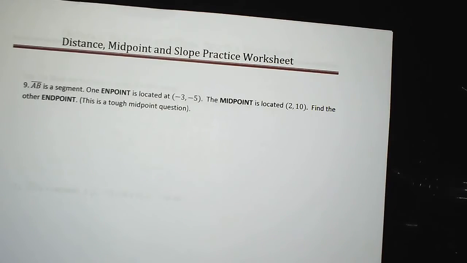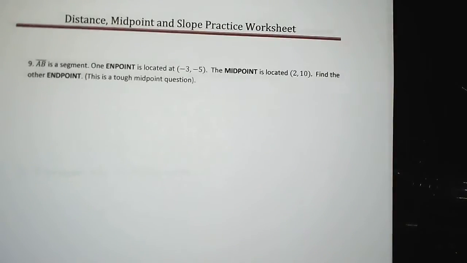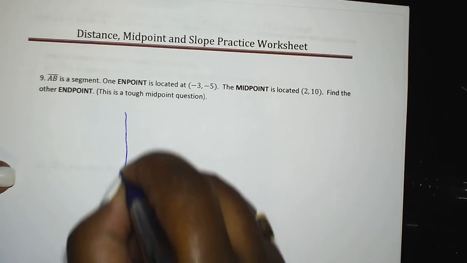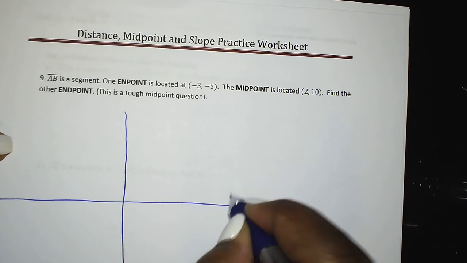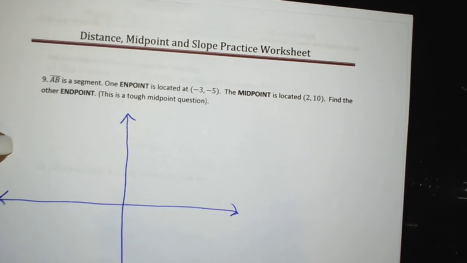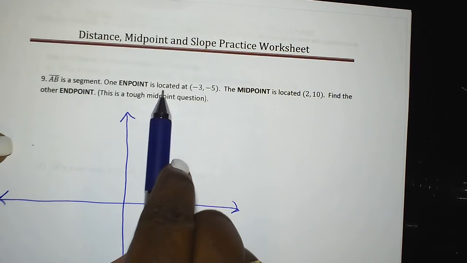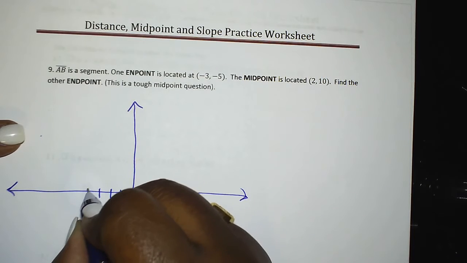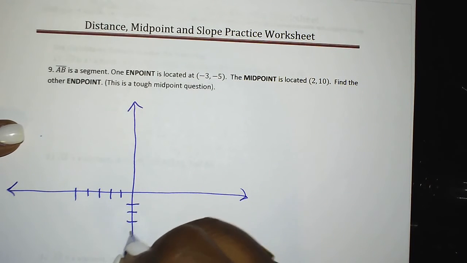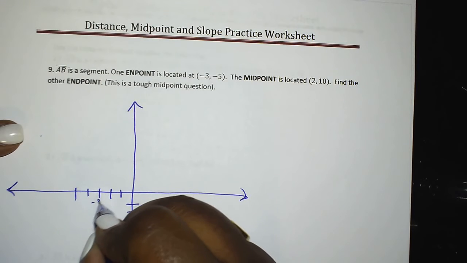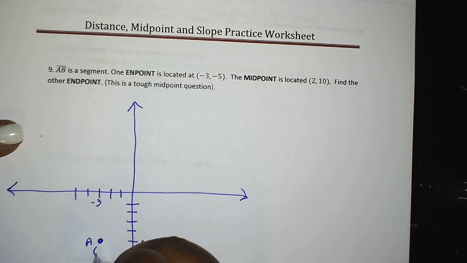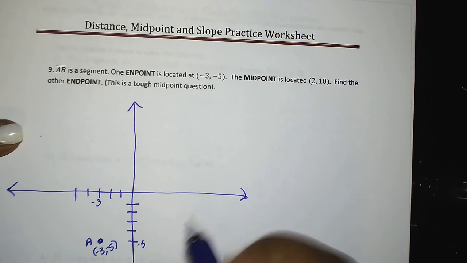And number 9 is a little challenge, but this is providing you an endpoint. So if I was to have a graph, the reason why I show students this with a graph is so they understand what's being said. AB is a segment. One end of it is located at -3, -5. So -3, -5 is located here. So that's one endpoint. I'm going to call that A, and it's located at -3, -5.